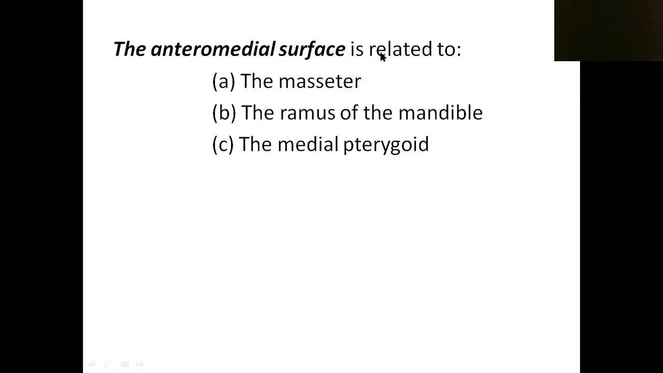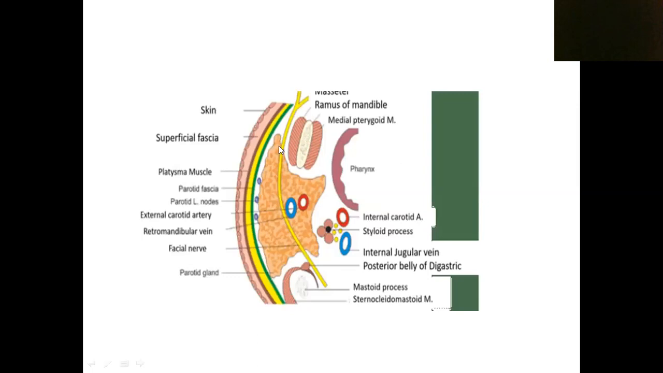Now the anteromedial surface. The anteromedial surface is related to the masseter, then the ramus of the mandible, and the medial pterygoid muscle. Mainly these relations. See, this is the anteromedial surface. It is related to the ramus of the mandible. On the lateral surface of the ramus, we can see a muscle known as the masseter muscle. On the medial side, the medial pterygoid muscle. So it will be easy to study: masseter, ramus of mandible, medial pterygoid muscle. So the anteromedial surface is related to those structures.